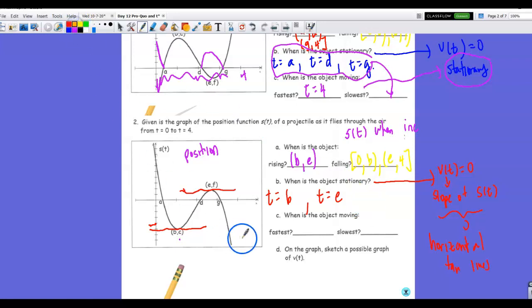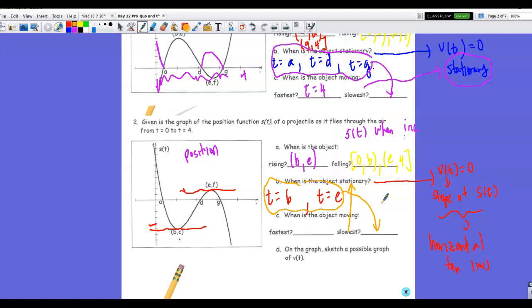Moving on, let's go ahead and answer the next. When is the object moving slowest? Well, still, slowest is to not move. That's the slowest that you can move. So the time when the object is slowest is the same as when the object is stationary. So at t equal to b and t equal to e.